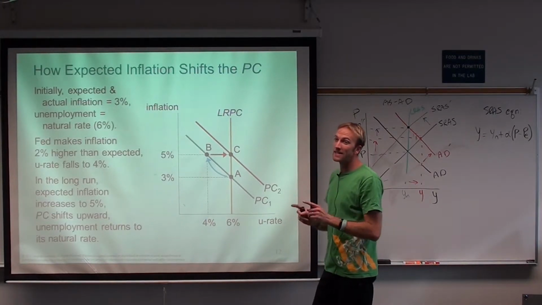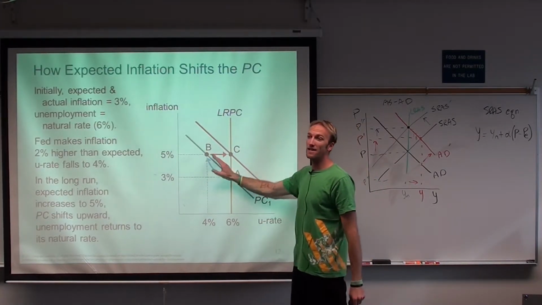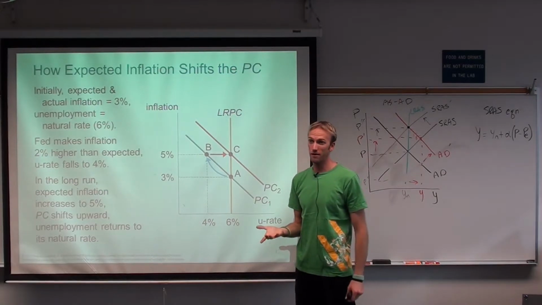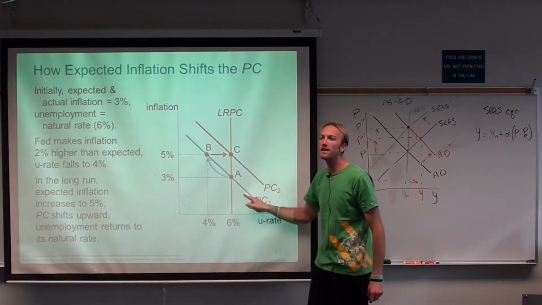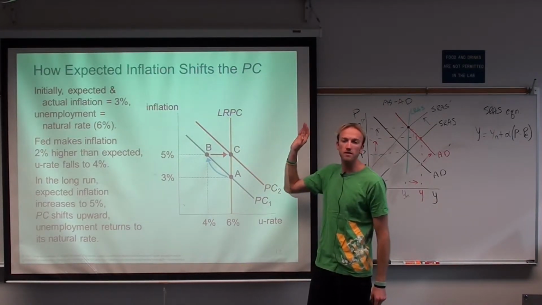People in the 1960s didn't realize that the Phillips curve itself could move, right? They thought that they could slide anywhere they wanted on this curve. They didn't understand that the Phillips curve is moving itself also, right?